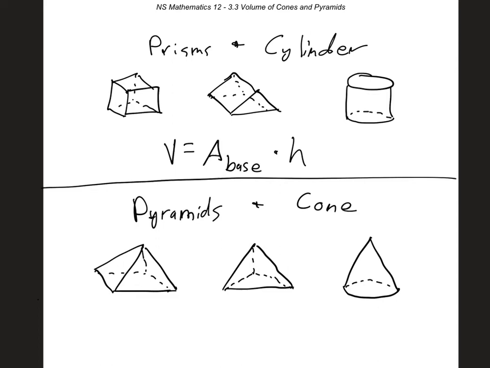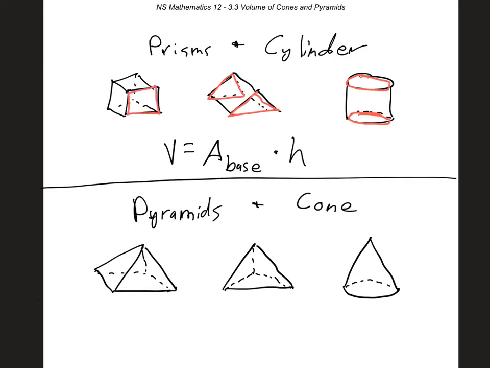You'll have to forgive my sketching skills a little bit here, but I've drawn two groups of figures. So at the top we have prisms and a cylinder, and we've looked at the formula for finding the area of these in 3.1. It was the area of the base times the height. And when we talk about the base, we're talking about this shape that appears on two sides of this figure. And the name of the figure is defined by what that shape is.